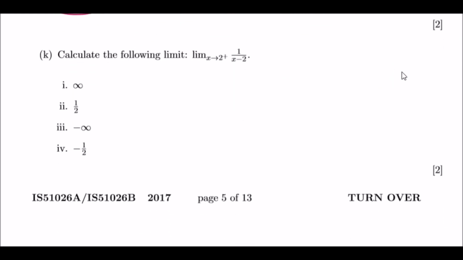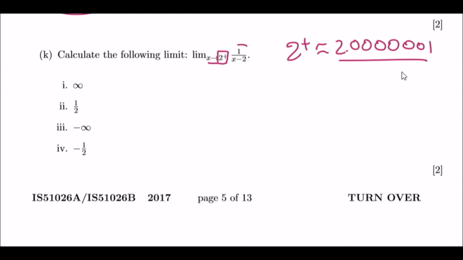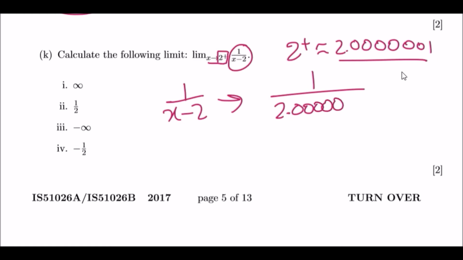Okay. Calculate the following limit. So this is the limit as x approaches 2 plus. So just know 2 plus means a number just above 2. So it's kind of like 2.00000001 as an example. Now all you have to do is pretty much replace this 1 over x minus 2 with the value of 2 plus, which is 2.0001. So in your calculator, just literally write this with loads of zeros and a minus 2.